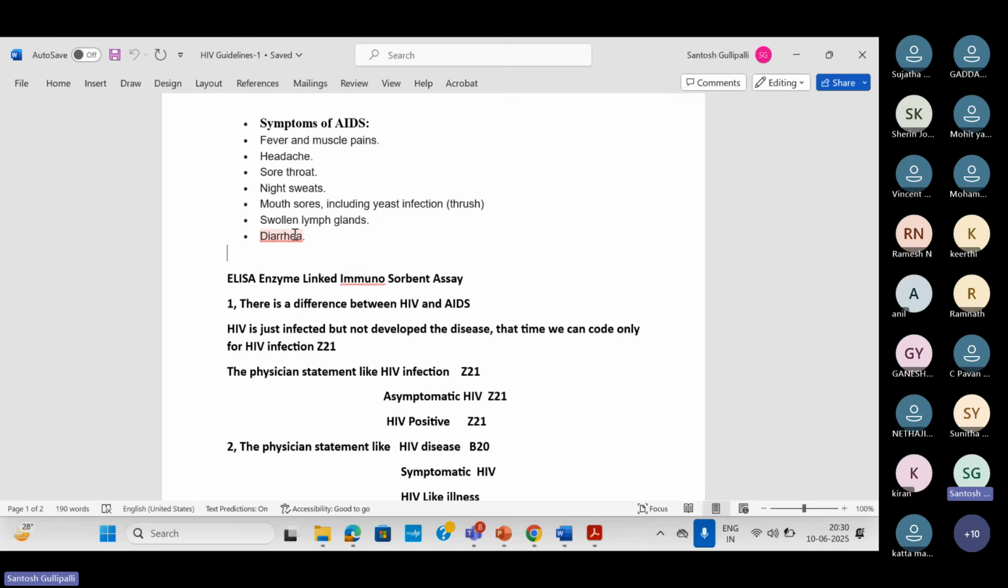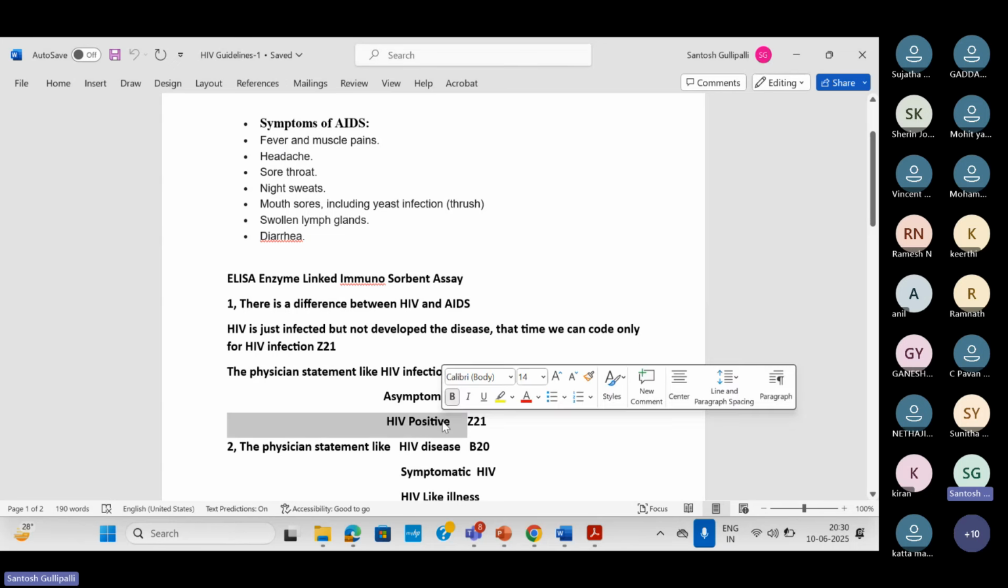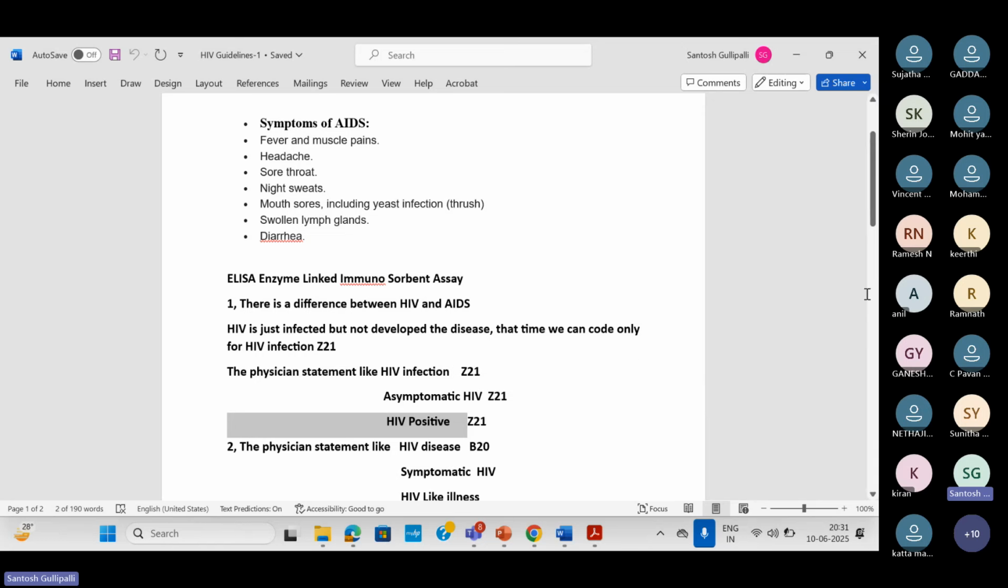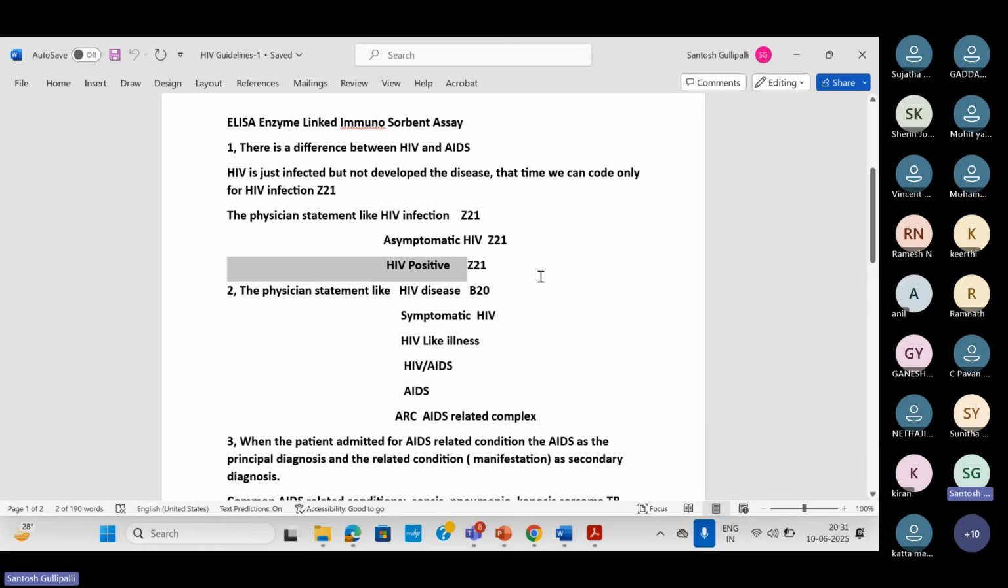The HIV infection code is G21. The physician statement may be like HIV infection, asymptomatic HIV or HIV positive. One of the interviewers asks questions like these: HIV positive, what is the diagnosis code? Asymptomatic HIV, what is the diagnosis code? Symptomatic HIV, what is the diagnosis code? We will discuss this later. Please remember these guidelines, guys.